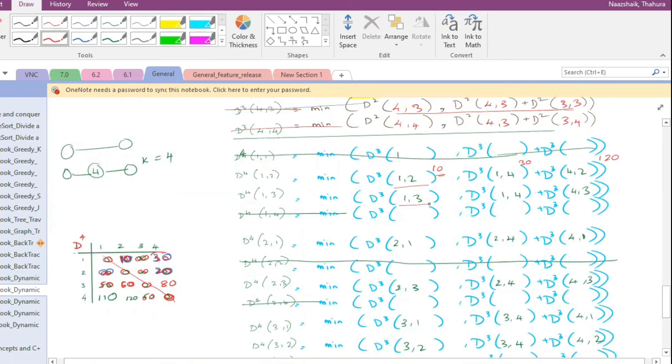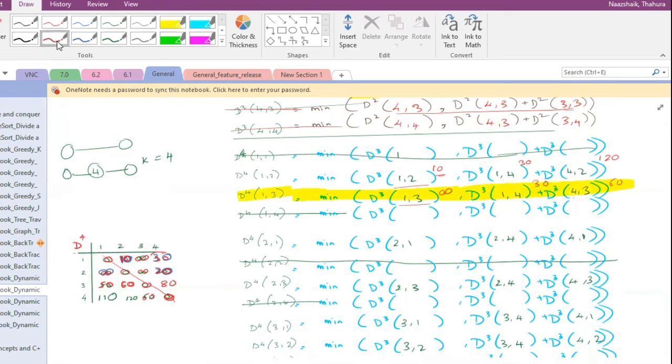Here, 1 to 3 is infinity. Okay, but can you go 1 to 4, which is 30, and 4 to 3, which is 60, right? So here you got some path. Initially, 1 to 3 is infinity, but we found an alternate path via 4. So this infinity changes to 90.